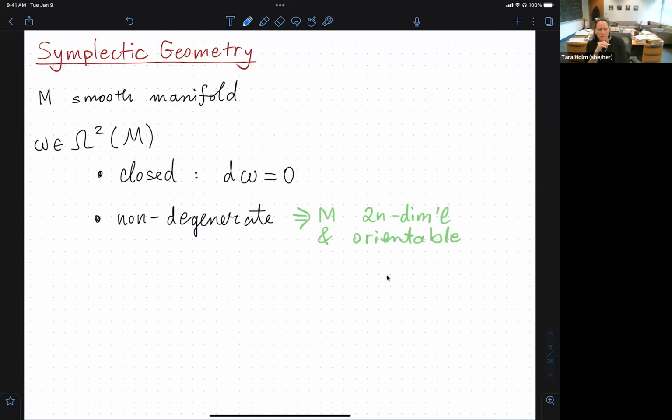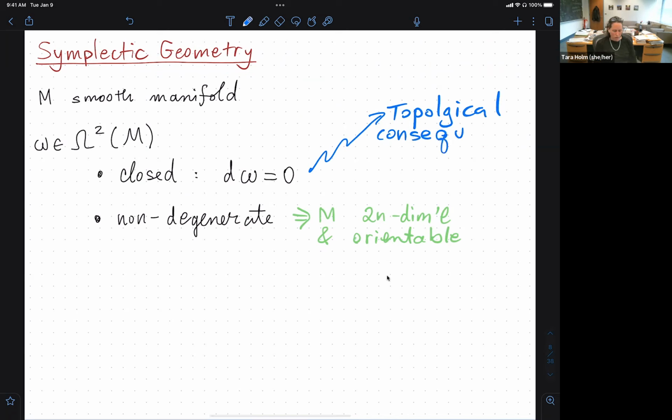The consequences of being symplectic. The fact that the form is closed has topological consequences, which we'll see a bit about. This has topological consequences because, of course, it means that this form can represent something non-zero. It is a possible form representing something in cohomology. And if M is compact, that has to be non-zero.